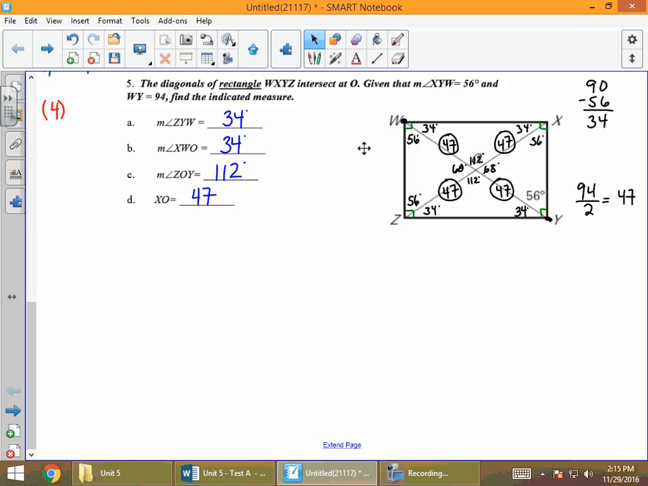So that is the end of page 1. Again, that was worth 14 points.